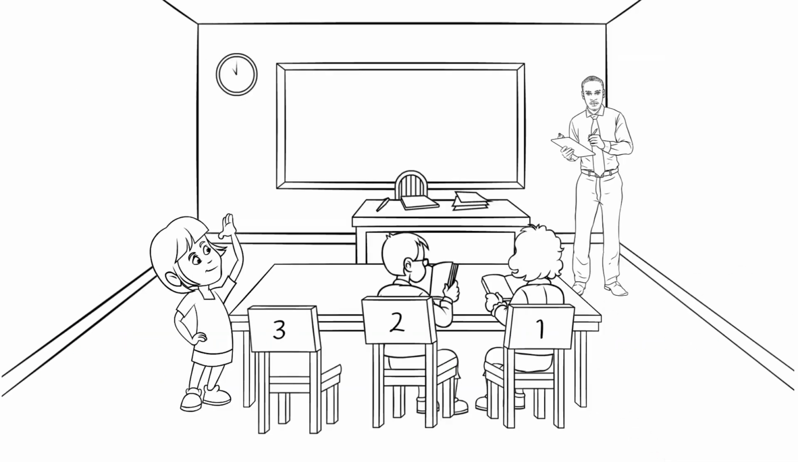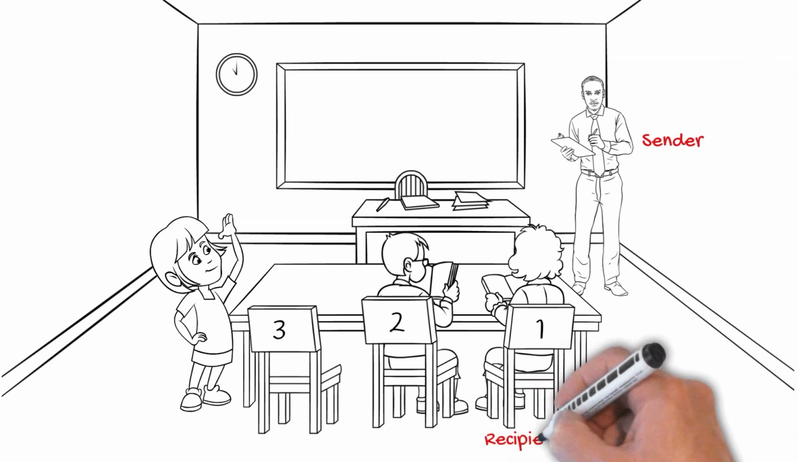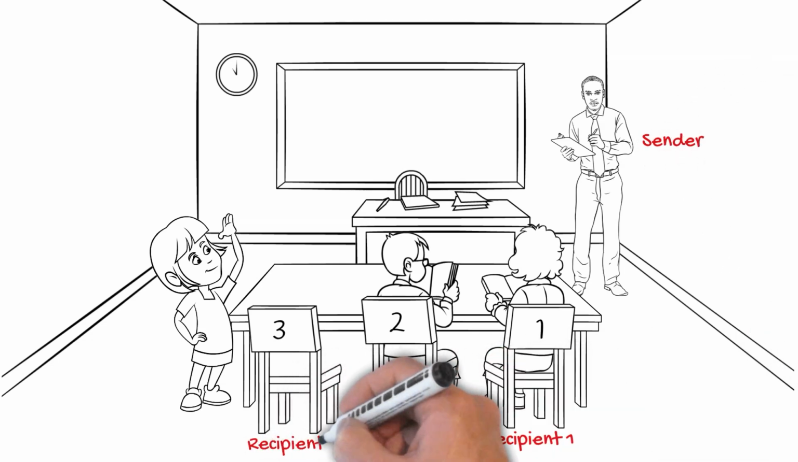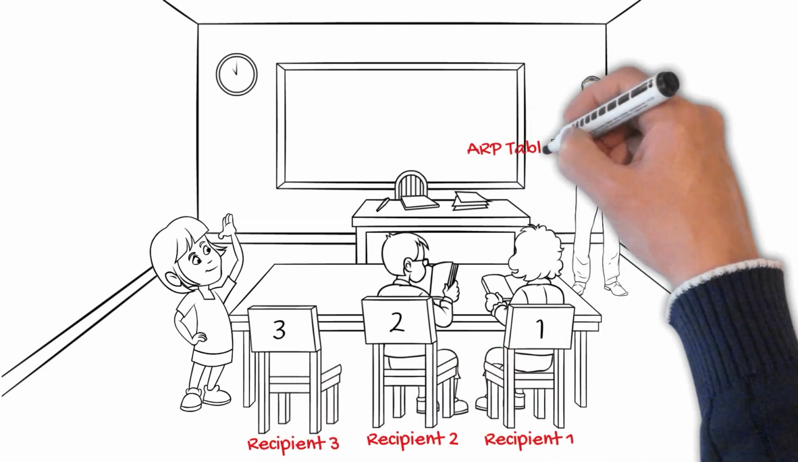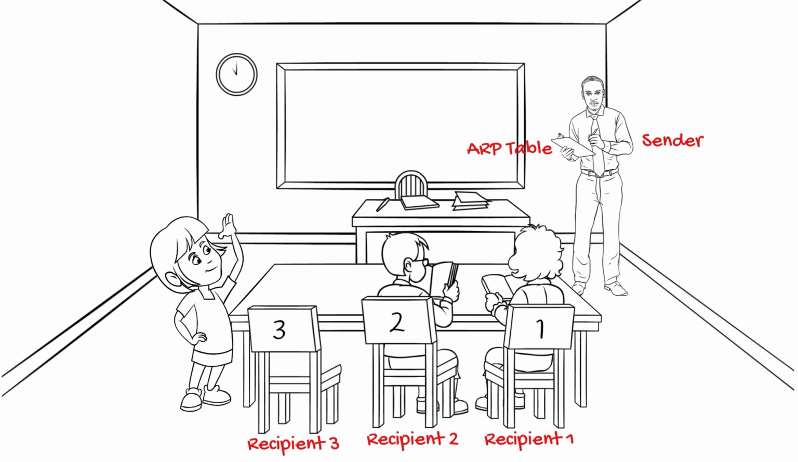Imagine a teacher in a classroom wants to hand out a graded test to a student named Alex, but doesn't know where Alex is sitting. In this scenario, we can imagine the teacher as the sender and the students as recipients, each sitting at a desk with a unique number.